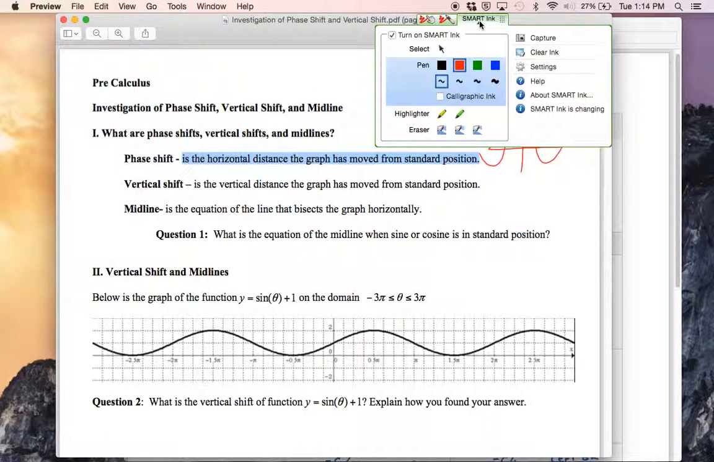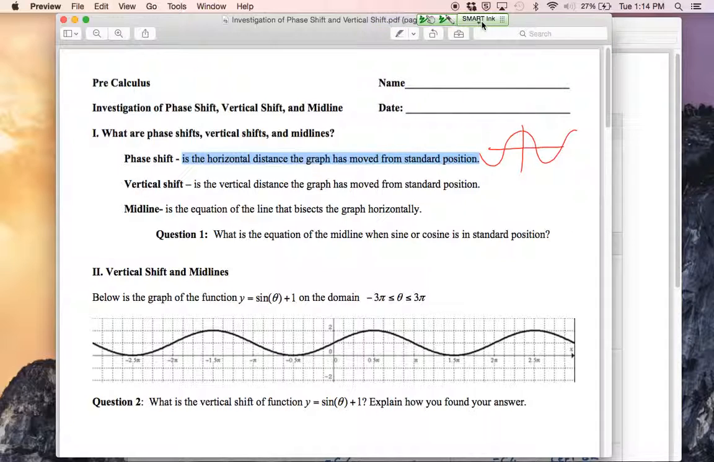Well, imagine if your cosine graph was shifted to the left a little bit, and instead of starting on the y-axis, it shifted to the right a little bit. Okay, well that's a phase shift.